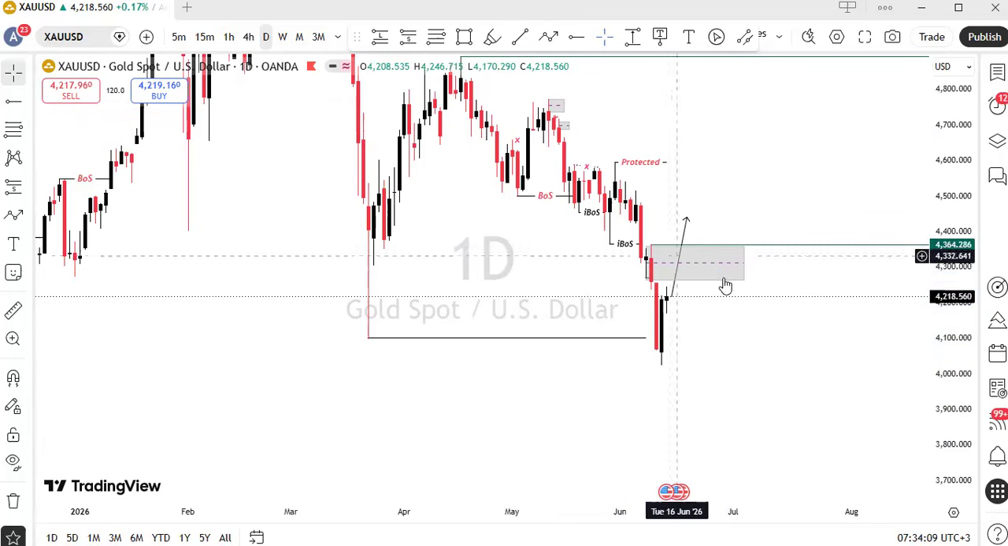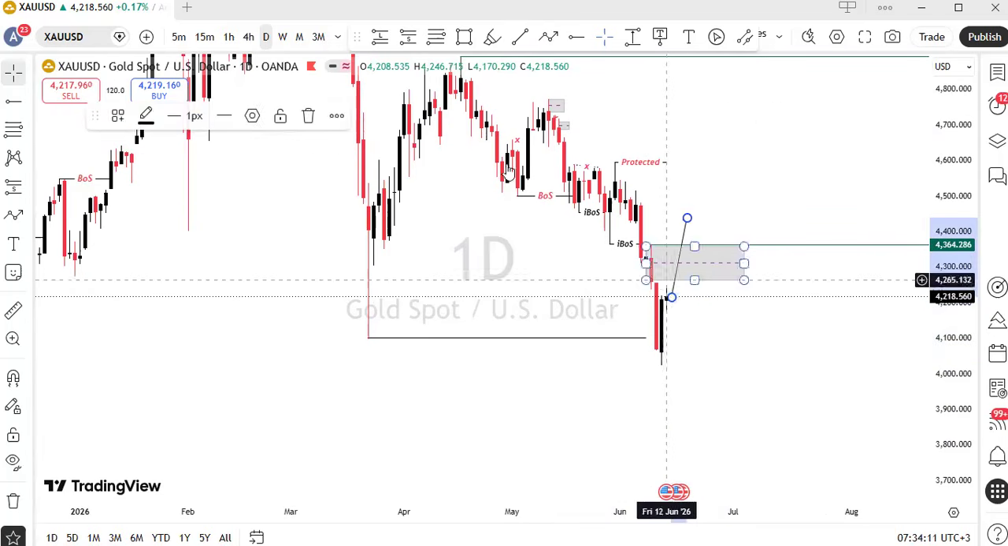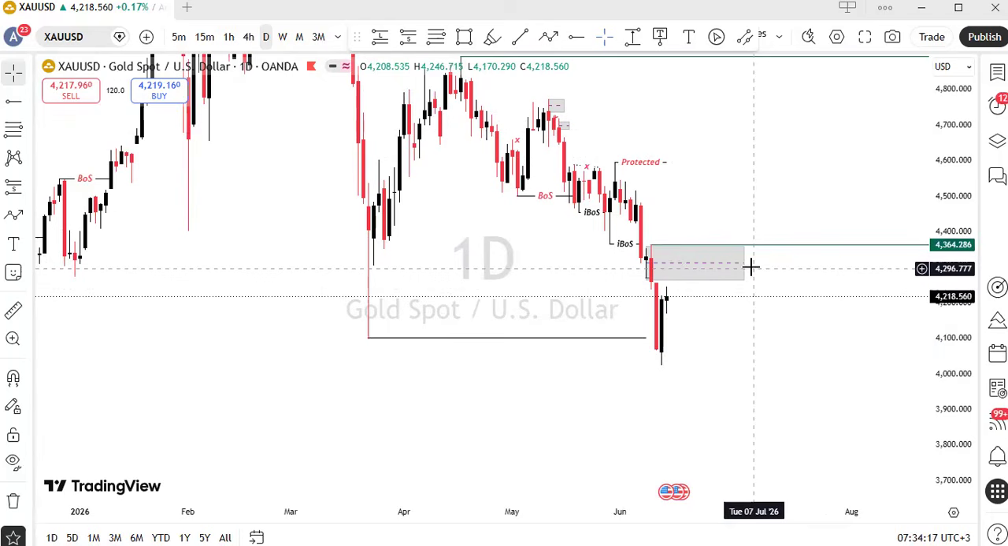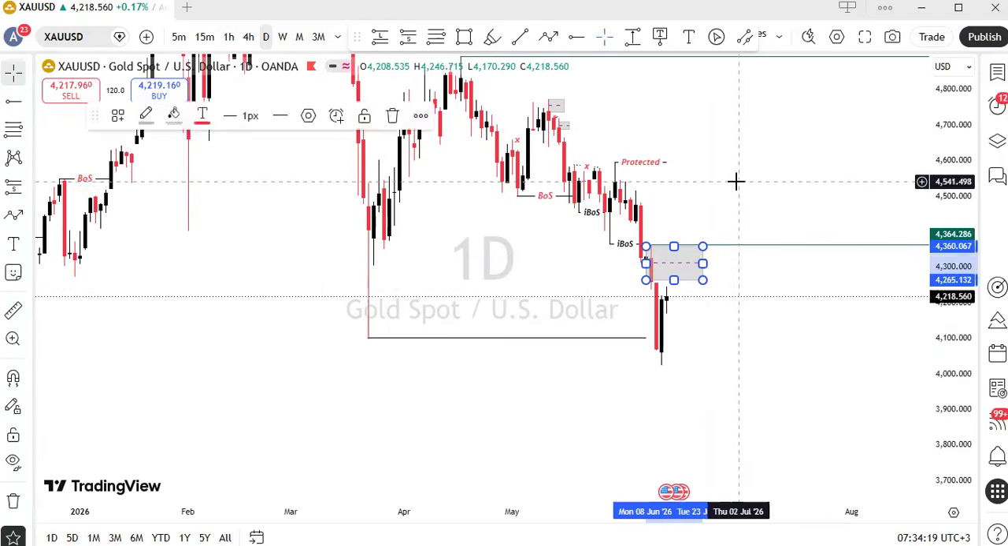Okay, all right. So having that in mind, I have this one as my fractal break. So meaning this is my point of interest now. Okay, so what do I need to see?